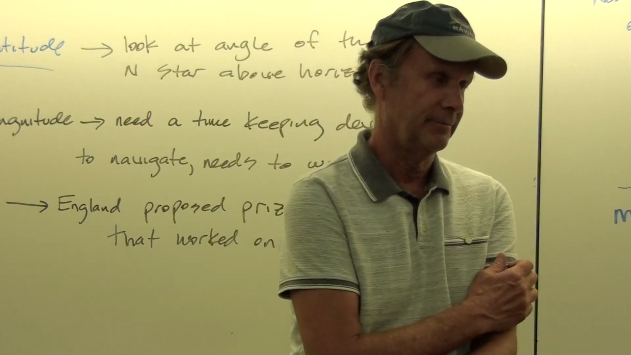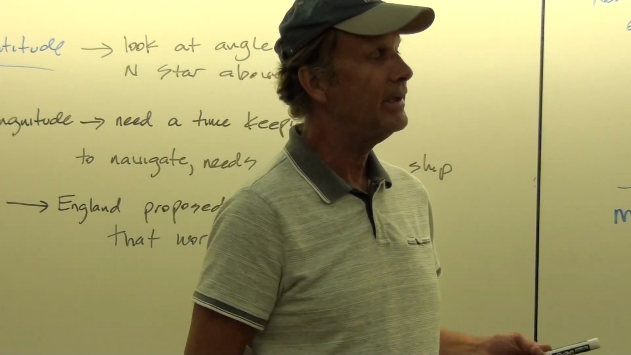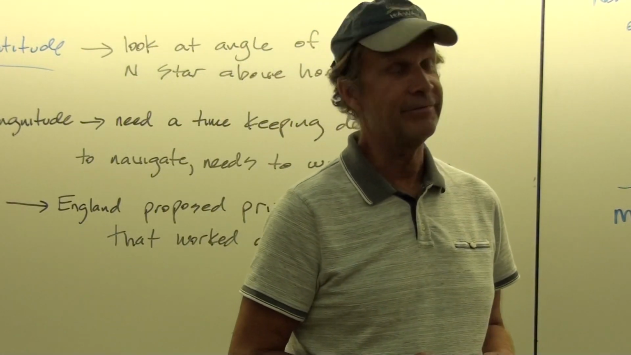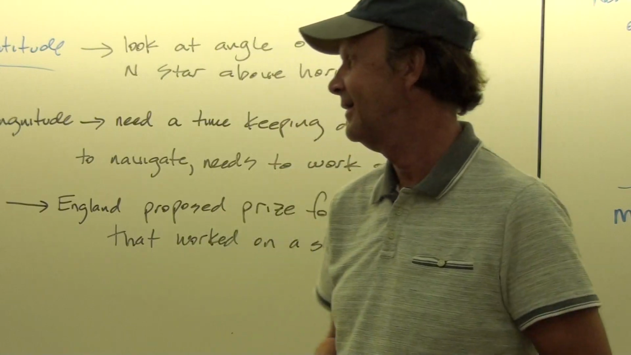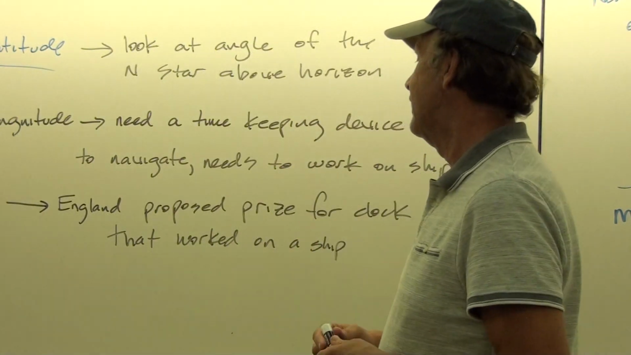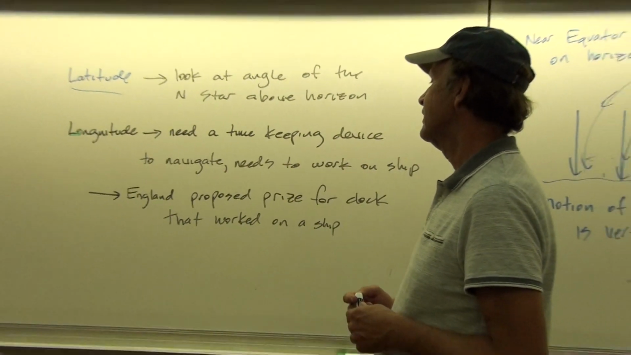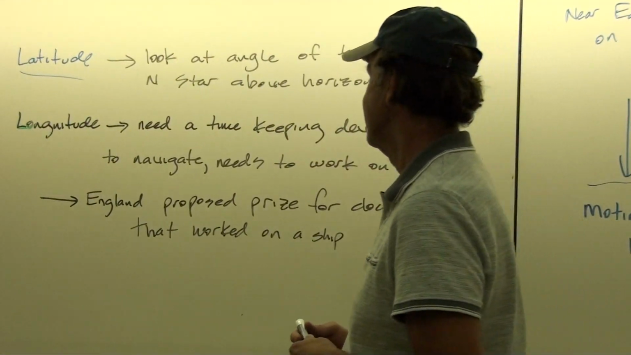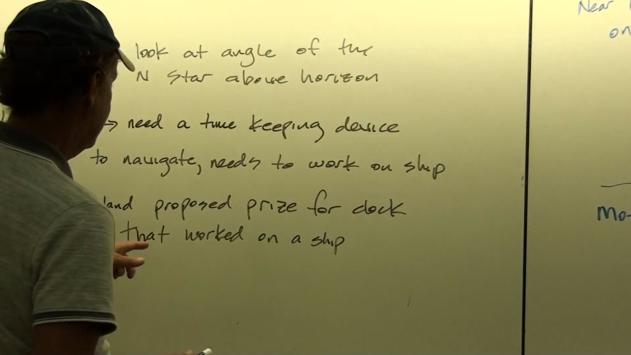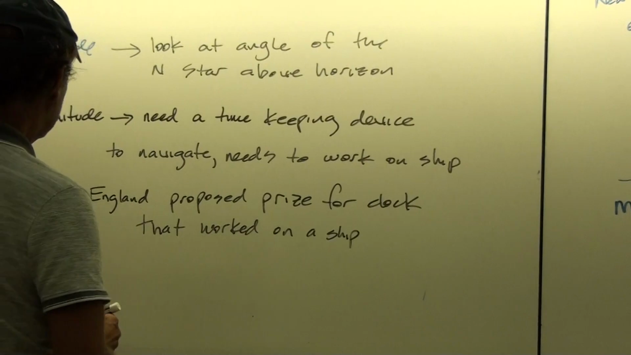But the prize in today's money would have been like $50 million or something. And so they ripped him off. But that's typical of what the government will do to you if you let them. So they got the clock.